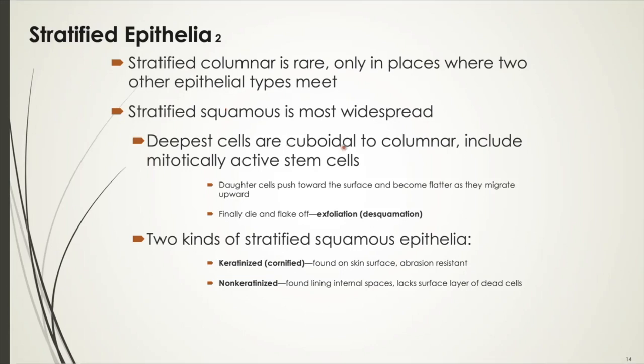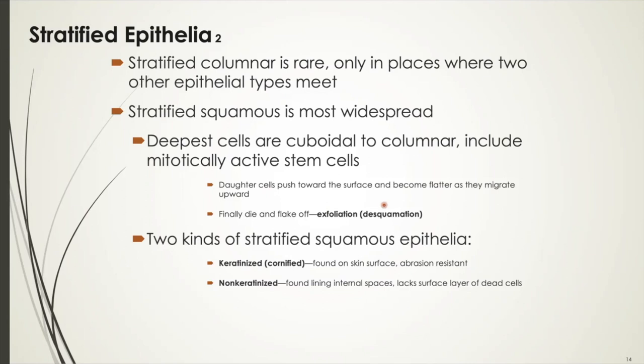They're going to include mitotically active stem cells, okay? That's when the daughter cells at the bottom are going to be the ones that are mitotically dividing, and they're going to push the cells from that basement membrane up. And that's how the layers build. The layers build from the basement membrane and push the next set of layers up. As they push towards the surface, the cells become flatter as they migrate on up. They will eventually die and flake off. Exfoliation. Sounds a little bit like skin, doesn't it?